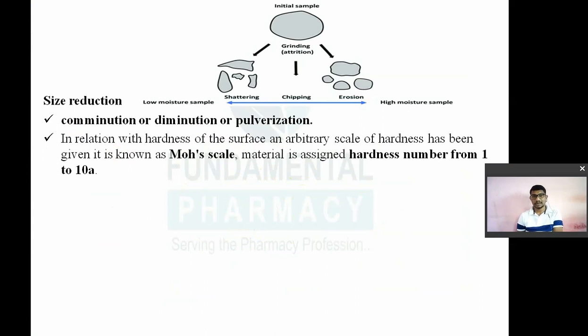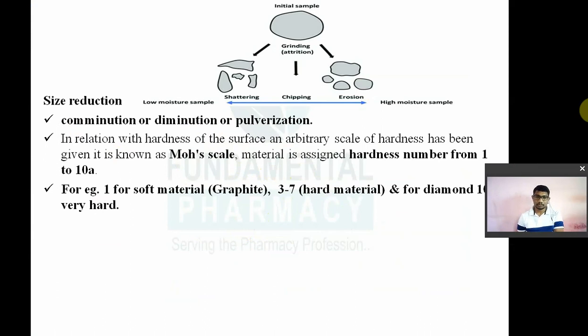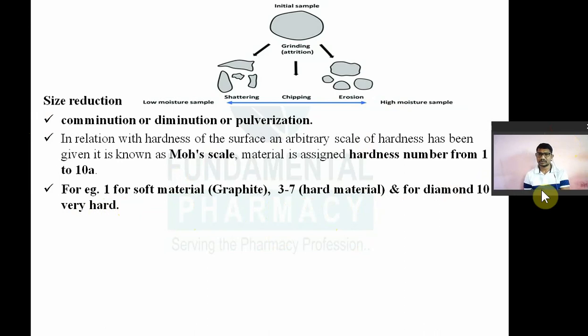On the Mohs scale, a material is assigned a hardness number ranging from 1 to 10, or it may range from 1 to 15. For example, soft material is assigned number 1 on the hardness scale. Then 3 to 7 for hard material. And if material is very hard, it is given number 10. For example, graphite is a soft material and diamond is a very hard material. So diamond has hardness number 10 on the Mohs scale.